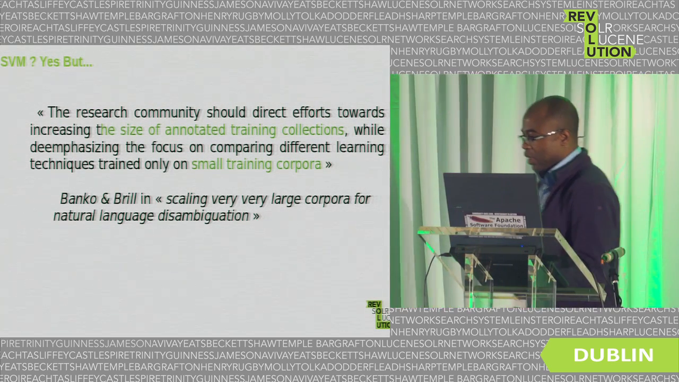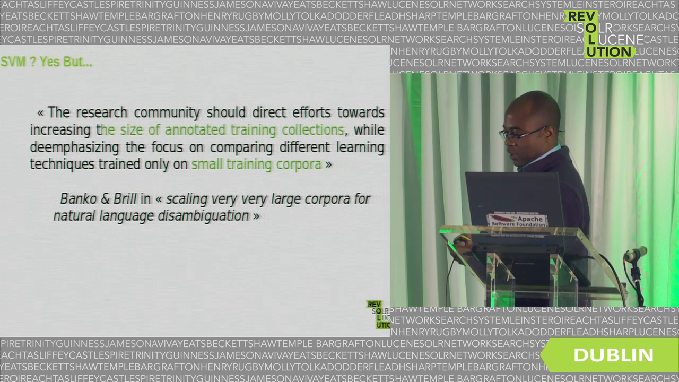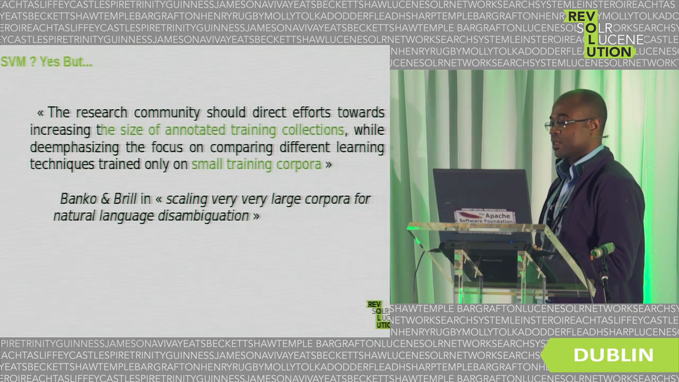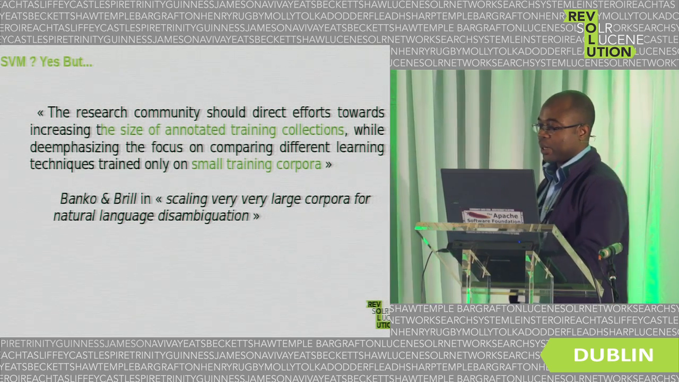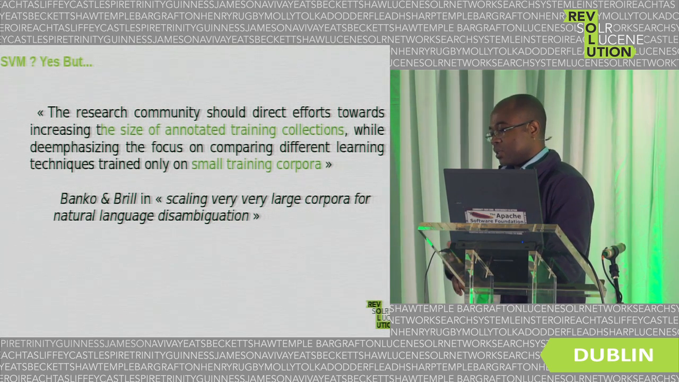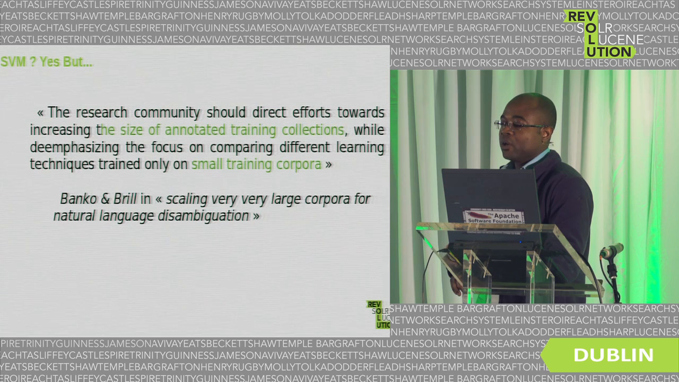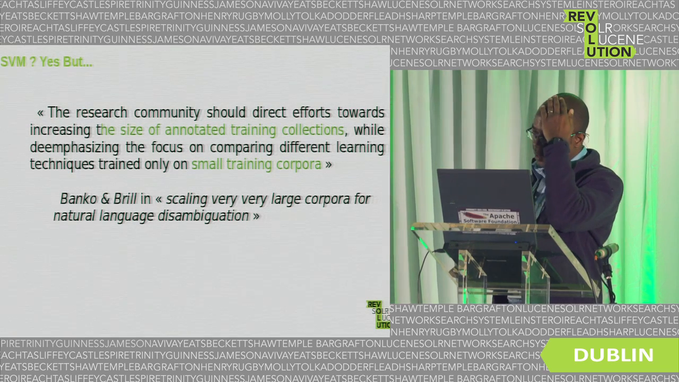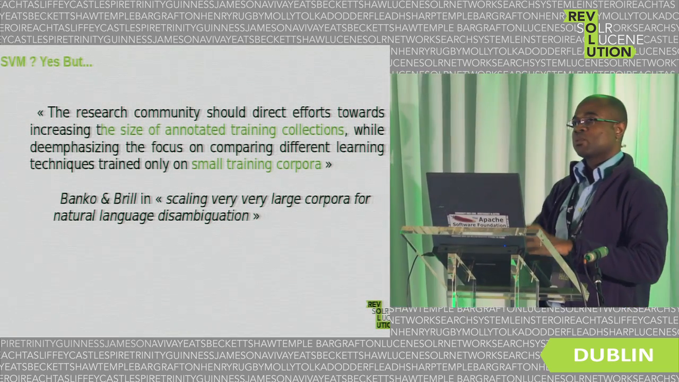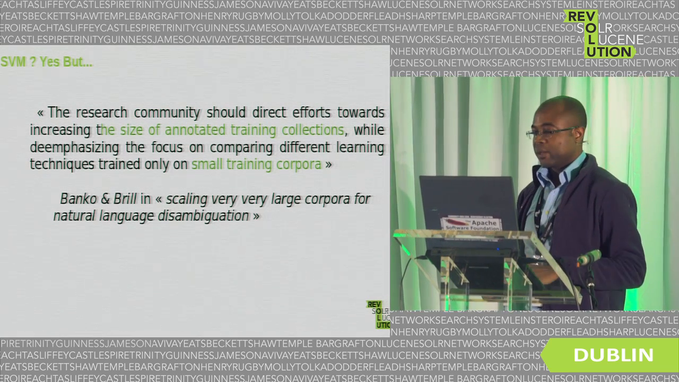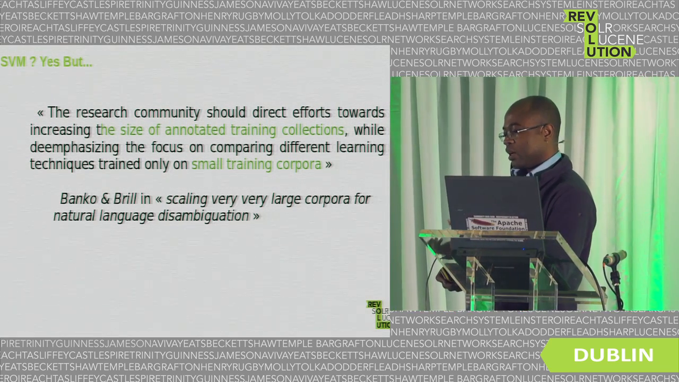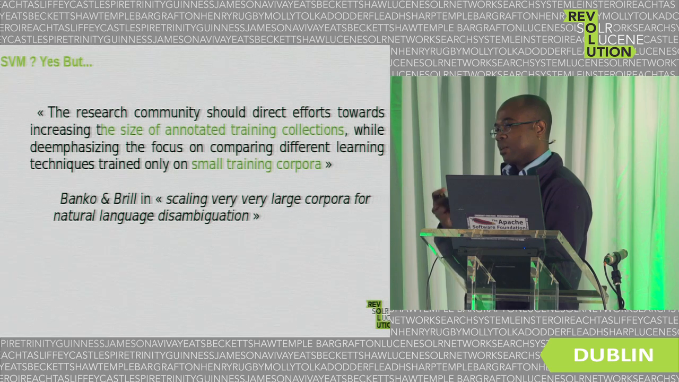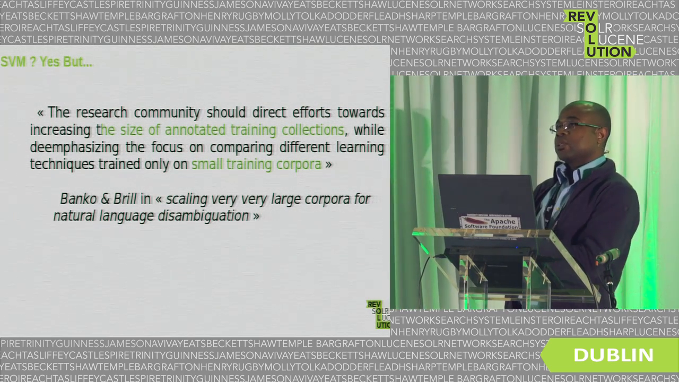But I would like to cite this from researchers Banko and Brill. They say the research community should direct effort toward increasing the size of annotated training collections, while de-emphasizing the focus on comparing different learning techniques trained only on small training corpora. This was, I think, in 1998 or 1995, because there were too many comparisons about learning algorithms. What the researchers are highlighting here is that the size of your training corpora is important, and also that the training corpora is annotated.